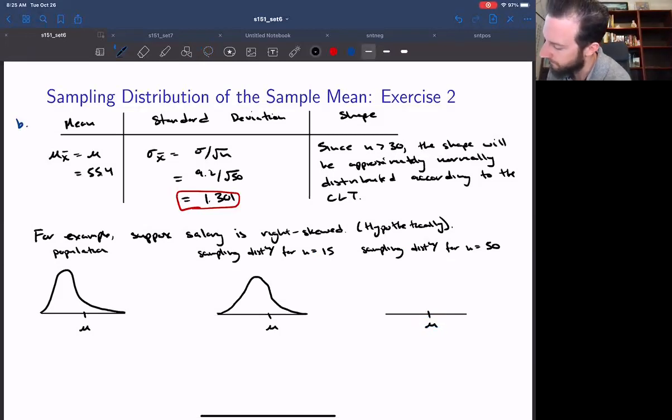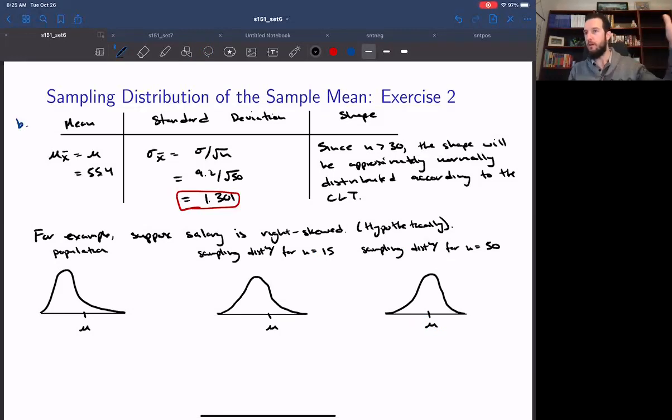We're going to get something that is approximately normal. And that's basically what the central limit theorem is telling us: if you start from a population of any shape, so let's say a right skewed shape, as we collect larger samples, the distribution basically returns to normality. So you get this flow back to normal in terms of the sampling distribution of the sample mean.